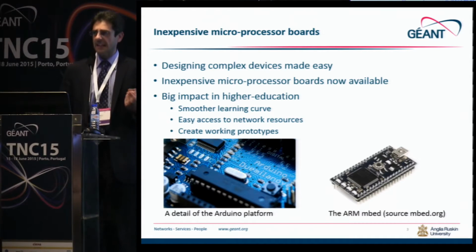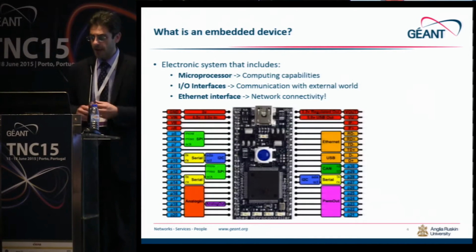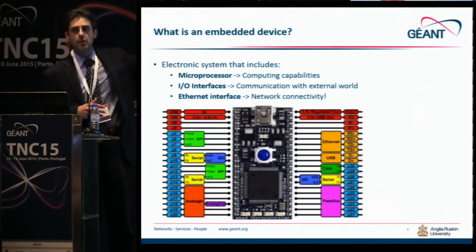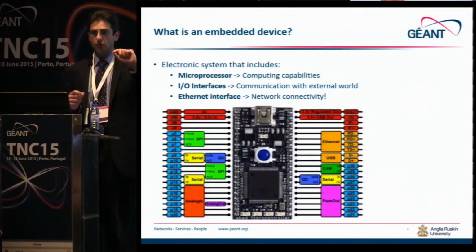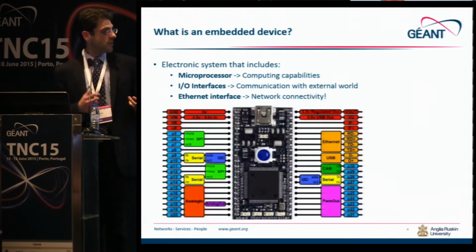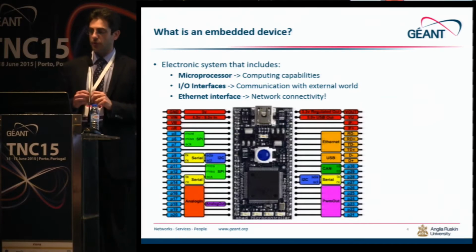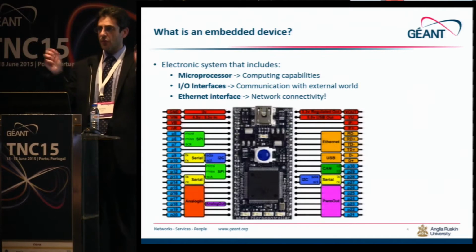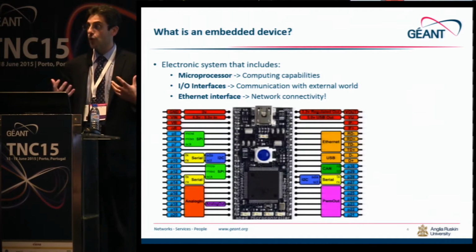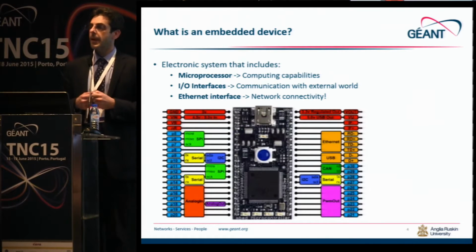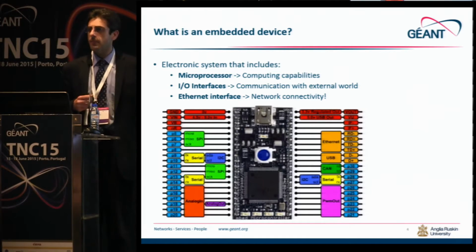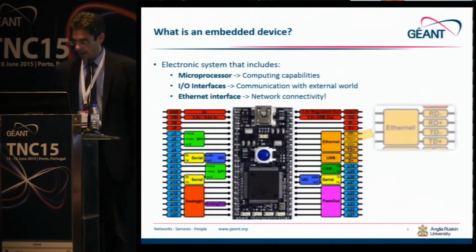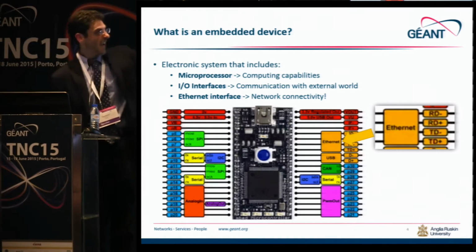So what is exactly an embedded device like this one? What's inside? This is a schematic of one of them. Basically, an embedded device is an electronic system that comprises three main things. The first is a microprocessor, the black square at the center of the picture. Then there is a set of input-output interfaces, circuits that enable our microcontroller to talk to the world, like a USB port, in this case serial communication ports, an analog converter, and probably the most important for us, an Ethernet port.